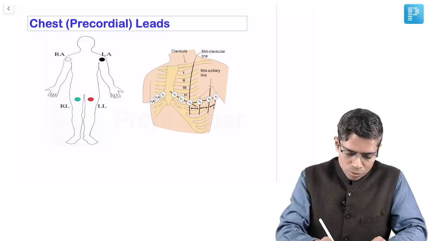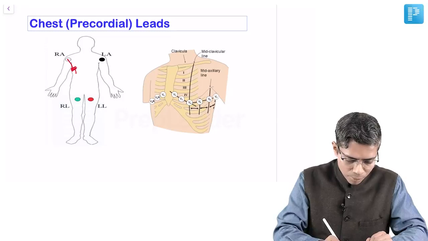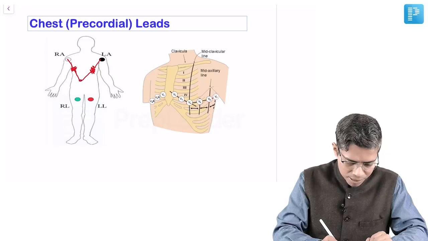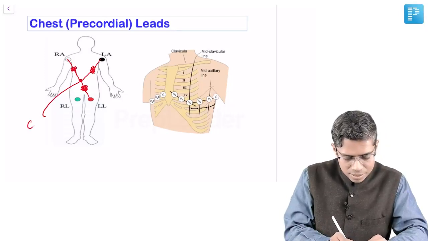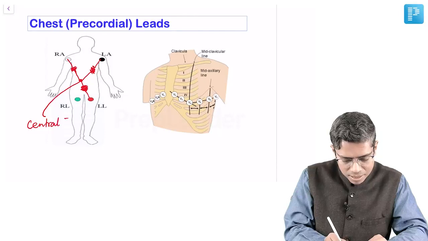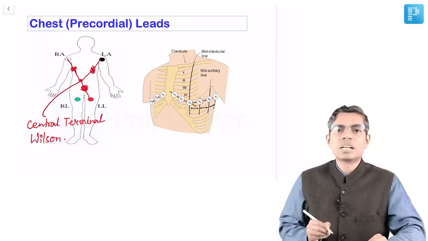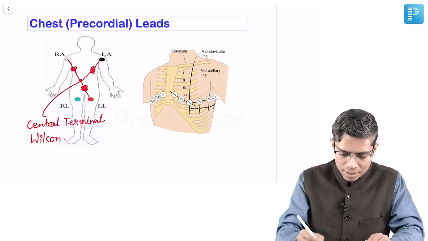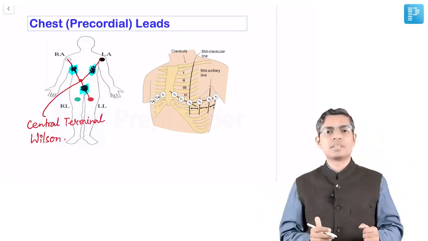So to create the chest lead, first of all I have to connect these three reference points at the center. All these 3 points are connected through a high resistance, right? So you are creating a central terminal, this is known as the central terminal of Wilson. So what am I doing here? Simple. Whatever we have done earlier, we are giving high resistance and connecting all 3.